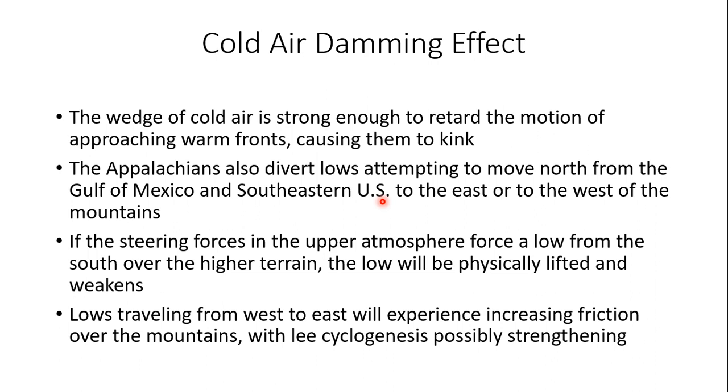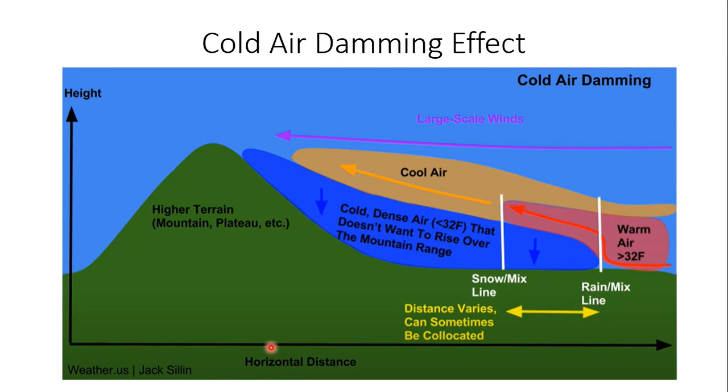If the steering forces in the upper atmosphere force a low from the south over the higher terrain, the low will be physically lifted and weakened. Lows traveling from west to east will also experience increasing friction over the mountains, with lee side cyclogenesis possibly strengthening. So now let's take a look at cold air damming in general.